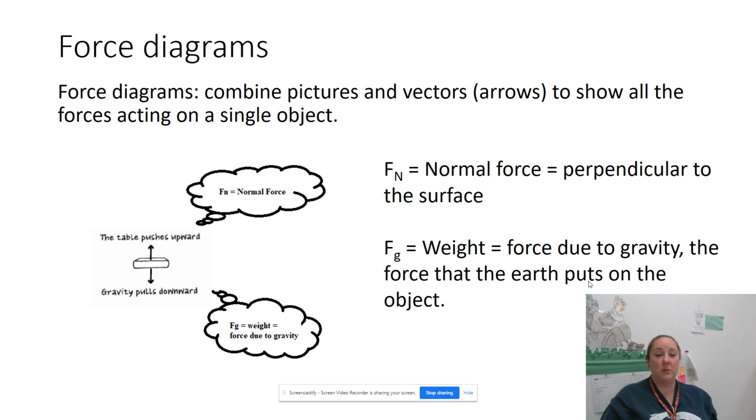The weight, also called Fg, also called the force due to gravity, is the force that the Earth exerts on the object. That'll always pull straight down towards the center of the Earth. In this example, Fn and Fg are said to be balanced.